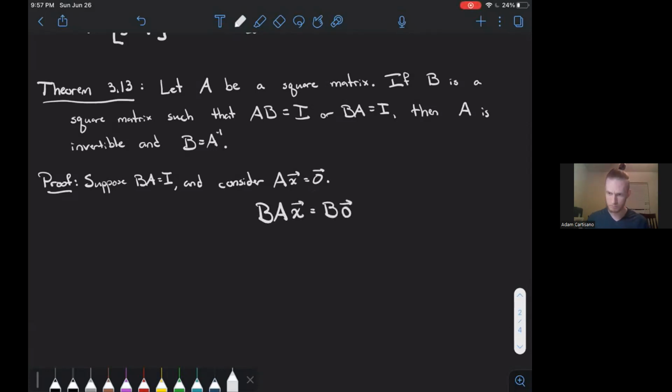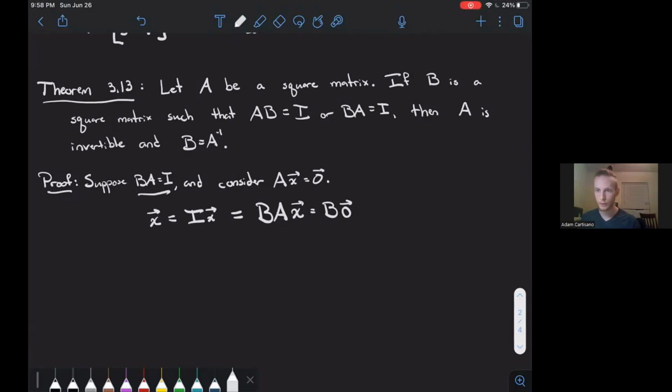But BA, by assumption, that's the identity. That's just Ix. Oh, but the identity times anything is itself. So this is just x, okay?